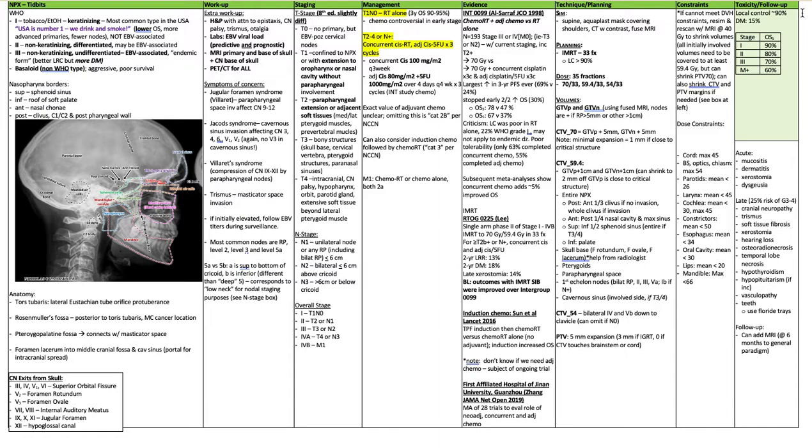Toxicity and follow-up, local control is approximately 90%. Distant mets are 15%. 5-year overall survival for stage 1 is 90%. For stage 2, it's 80%. For stage 3, it's 70%. And for metastatic disease, it's 60%.